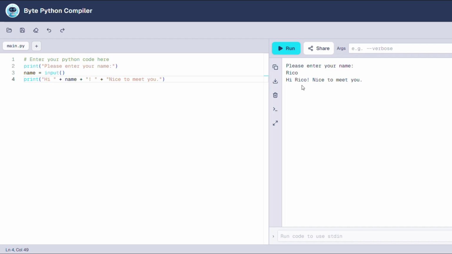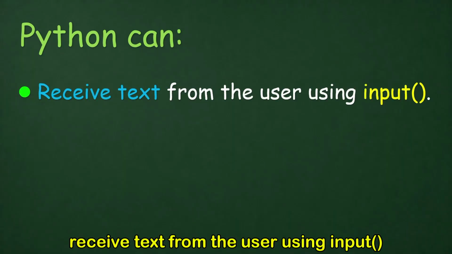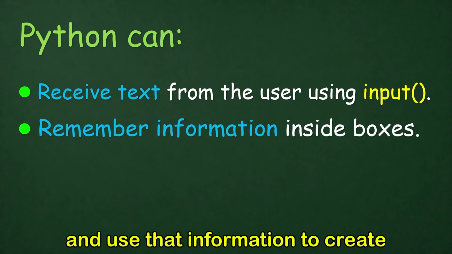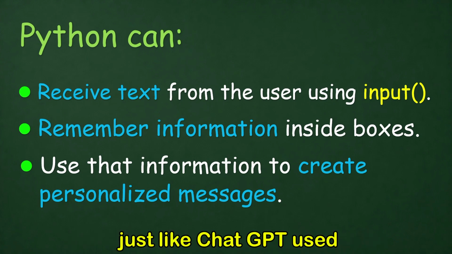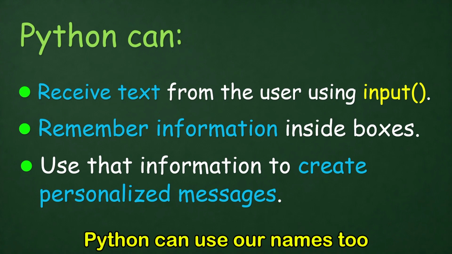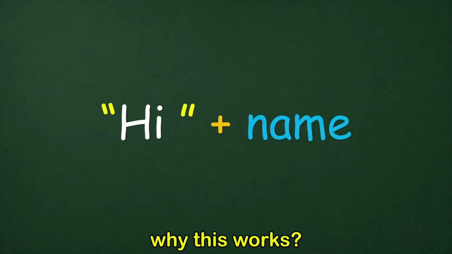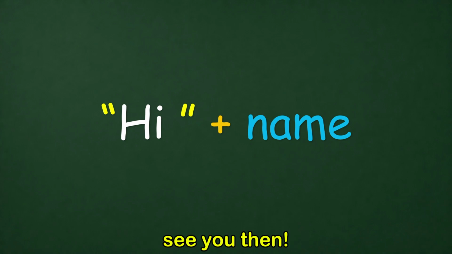Amazing work! Today we learned that Python can receive text from the user using input, remember information inside boxes, and use that information to create personalized messages. Just like ChatGPT used my name in its response, Python can use our names too. But before we go, have you ever wondered why this works? We'll discover the answer in the next lesson.